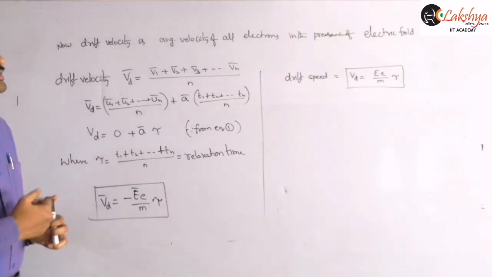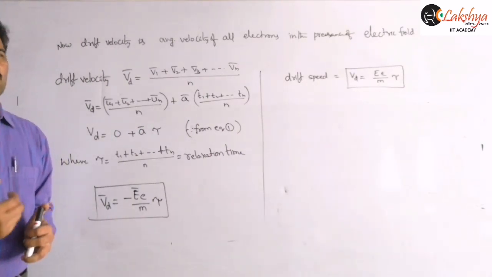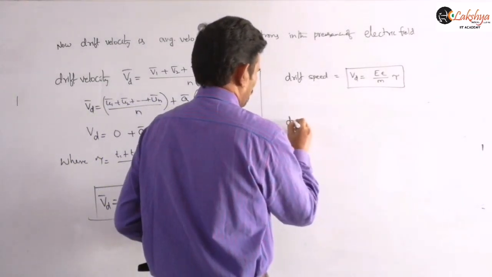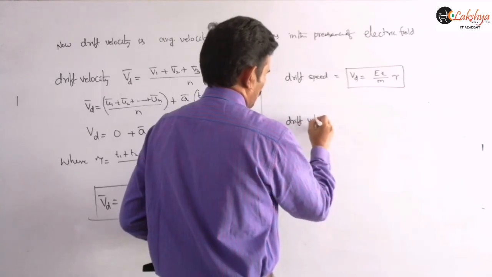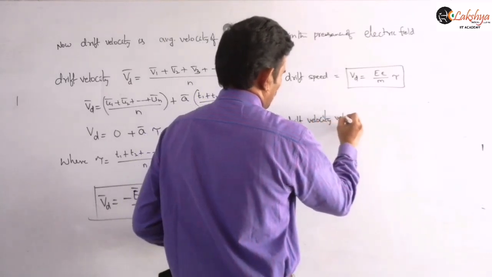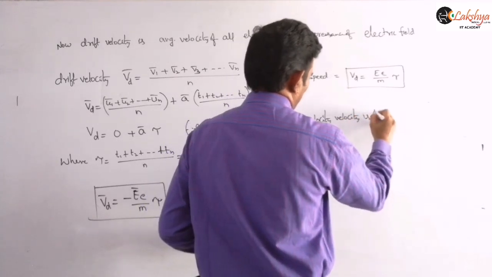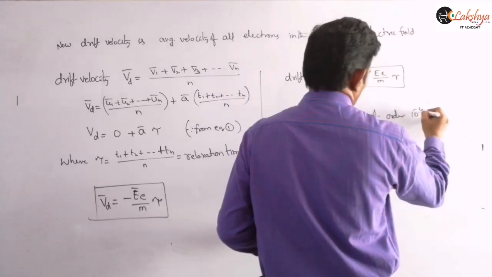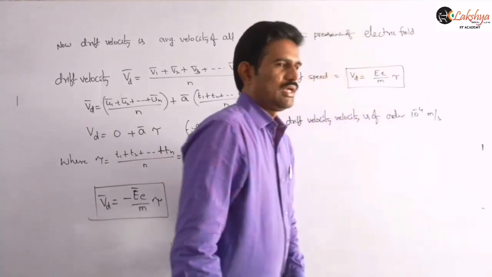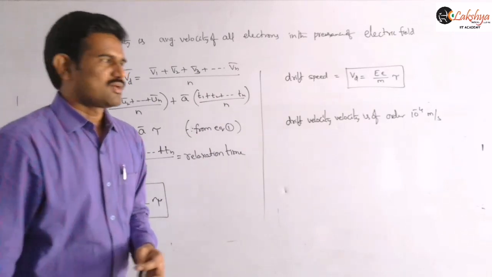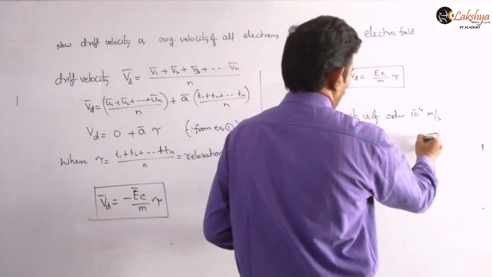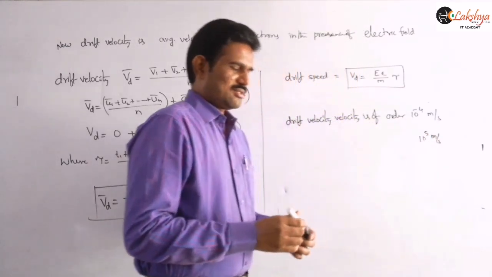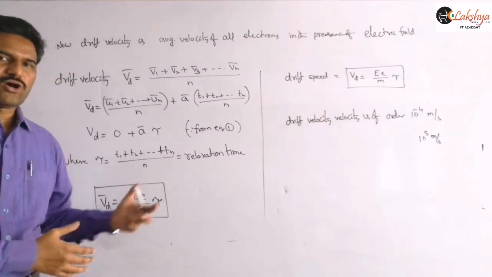And so now this drift velocity is actually very small. The drift velocity is of order 10 power minus 4 meter per second, whereas the thermal speed will be of order 10 power 5 meter per second. Thermal speed is in the sense which we mentioned, in the absence of electric field.